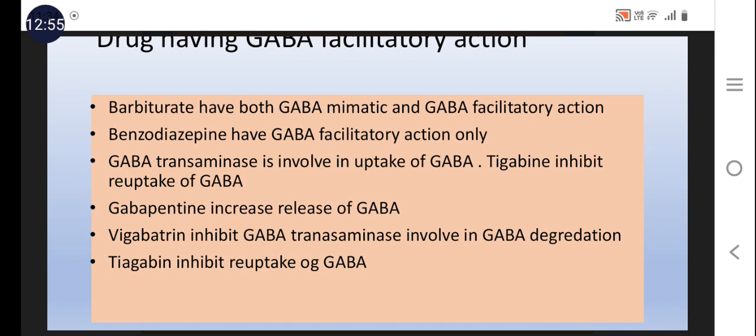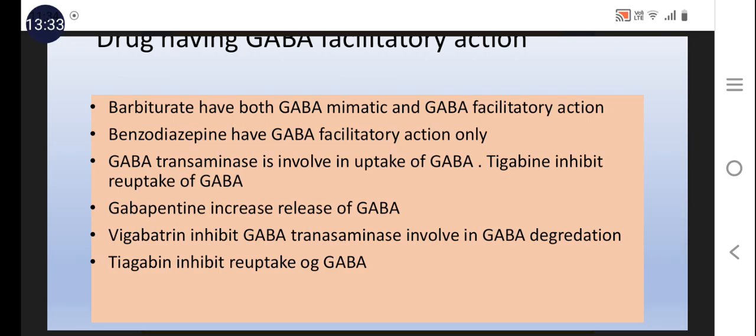And next is vigabatrin. Vigabatrin is a drug that inhibits the GABA transaminase. GABA transaminase is an enzyme that is involved in the degradation of the GABA. As we discussed, in case of the noradrenaline, MAO-A is involved in the degradation of the noradrenaline. Then in case of the dopamine, MAO-B is involved in the degradation of the dopamine. So in case of the acetylcholine, esterase is involved in the degradation of the acetylcholine.